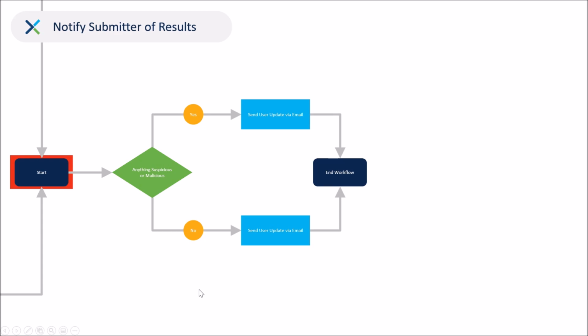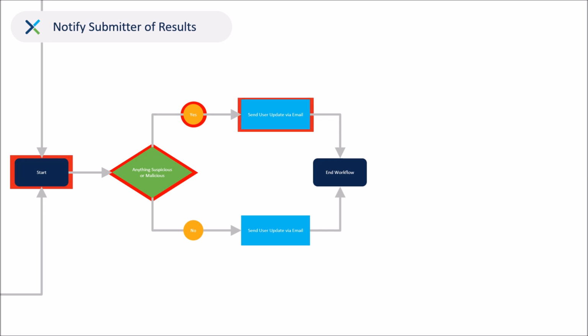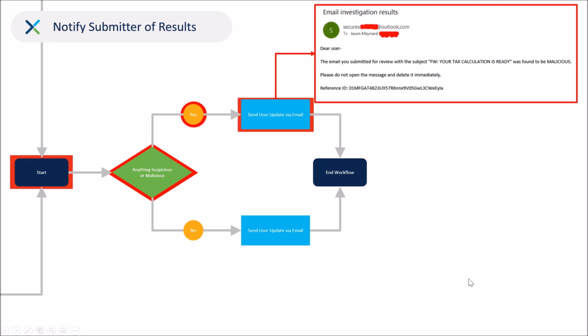And so finally we go, is there anything suspicious? So what was the outcome? The outcome itself had something suspicious or malicious. We're going to send an update via email to the user, and we're telling them that it was found malicious. Please do not open the message and delete it immediately, etc. And that's if they failed to delete it originally when they submitted it.